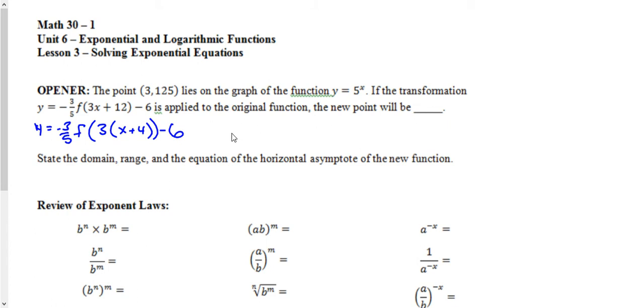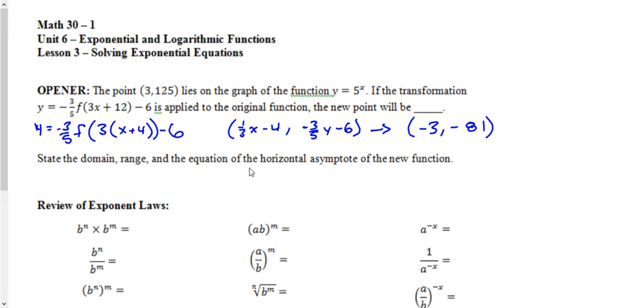From here I can go straight into my mapping notation. So I have (1/3 x minus 4, negative 3/5 y minus 6), and there we go. From here I'm just going to sub in my values of 3 and 125 for x and y respectively. And that should get me negative 3 and negative 81. There we go. So that's our new coordinate.